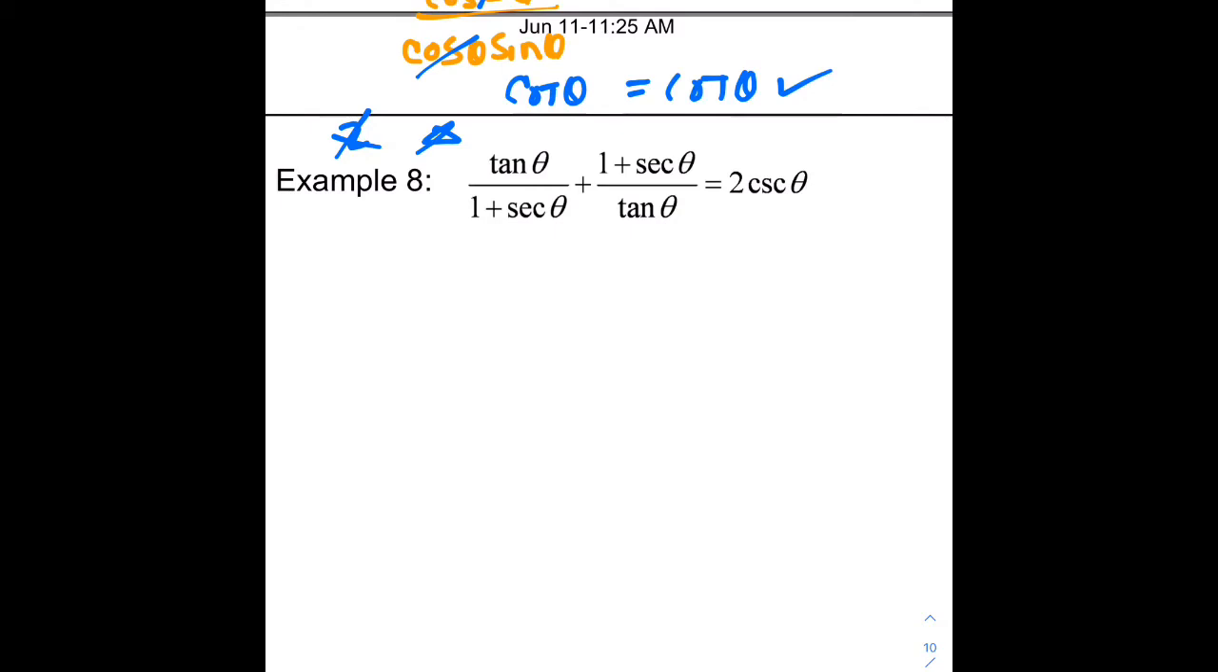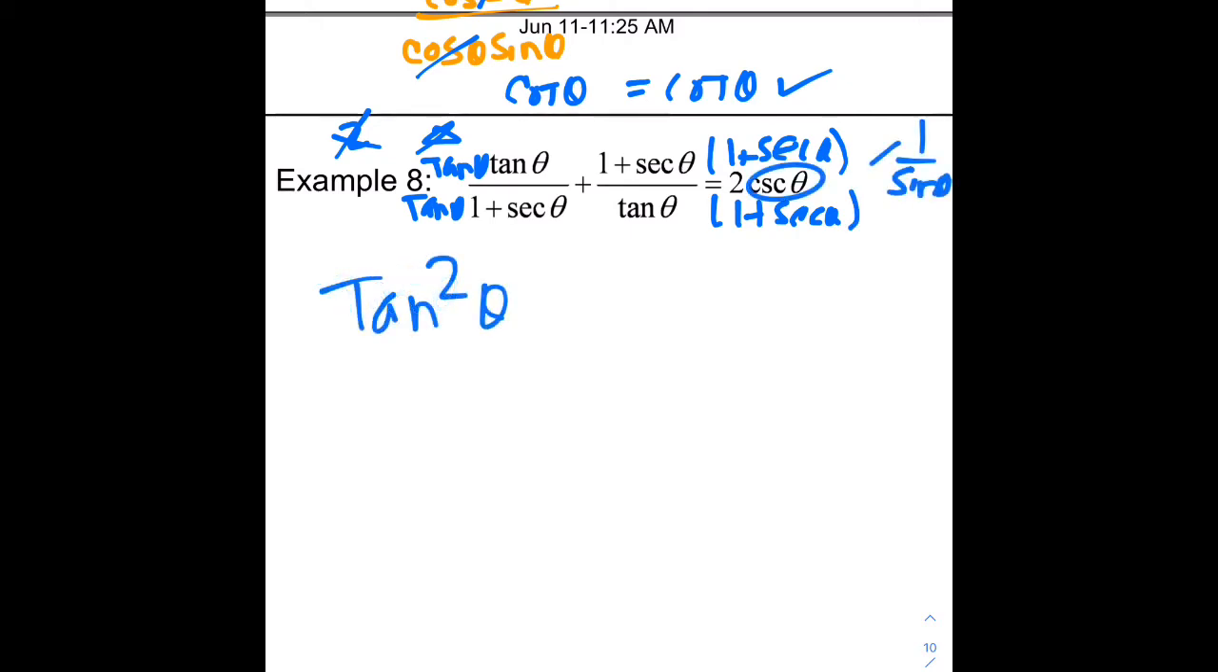So because, again, I have two fractions, I'm going to go ahead and get this to be a common denominator. So I'm going to multiply the first rational expression by tangent theta over tangent theta, which gives me tangent theta squared. I'm going to multiply this by 1 plus the secant theta.